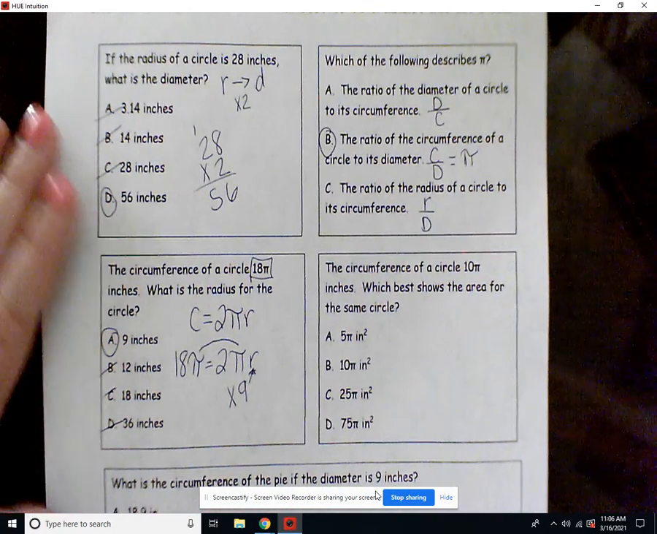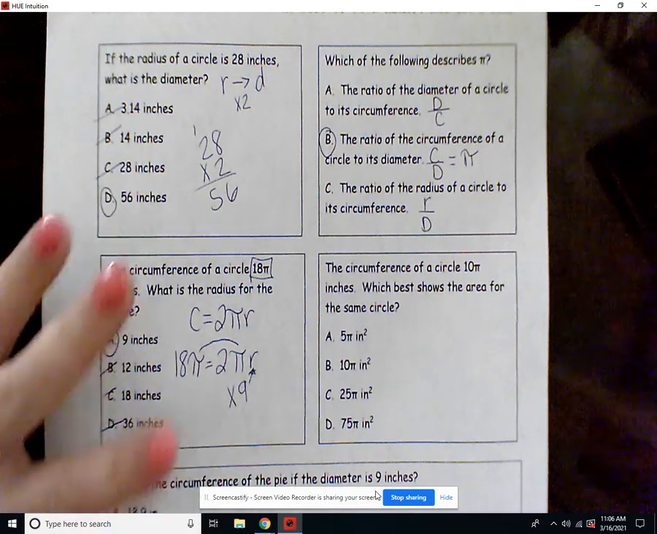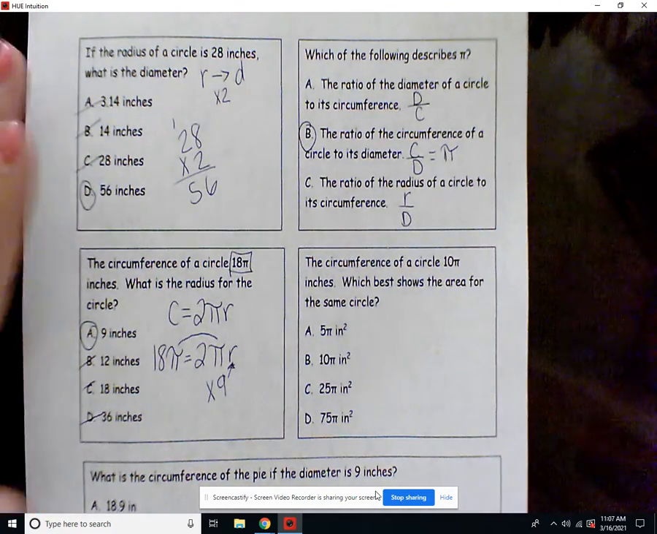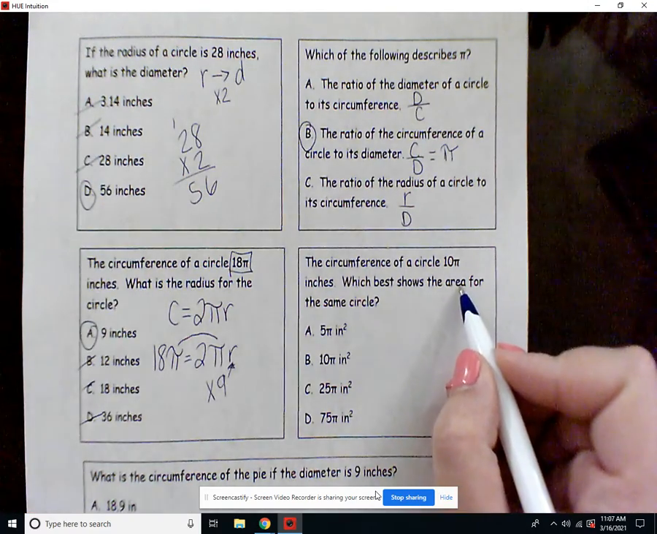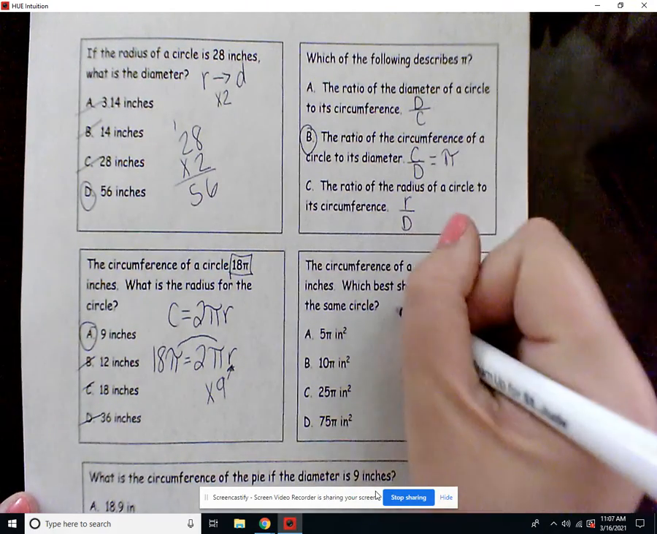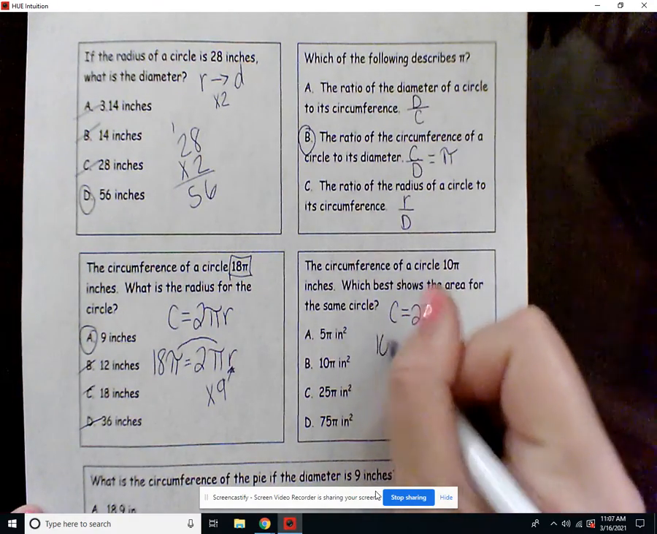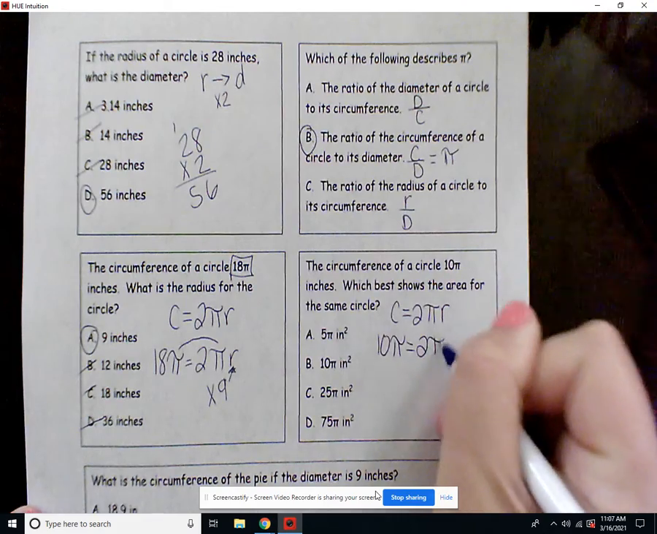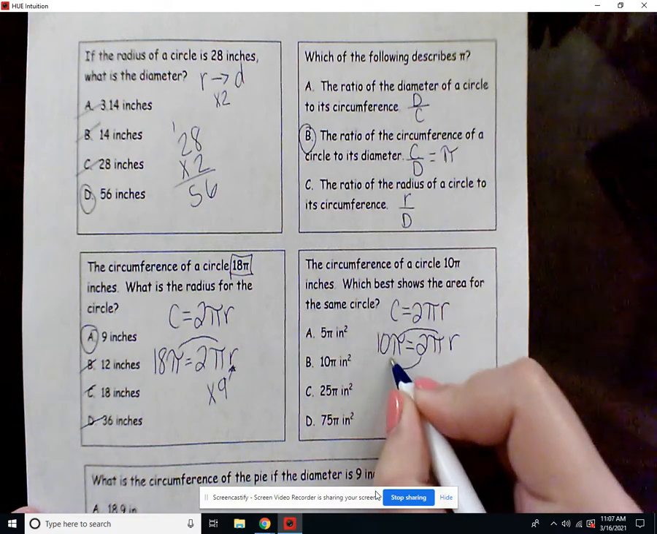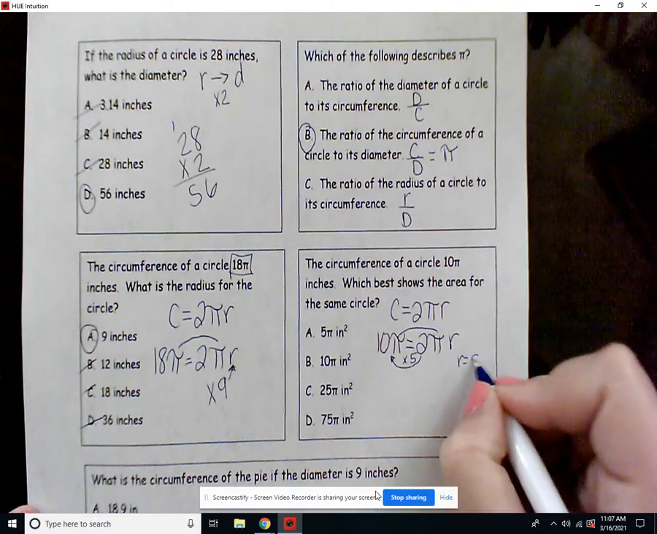Okay, the circumference of a circle is 10 pi inches. Which best shows the area for the same circle? All right, this one's a little bit different. So we work a little bit backwards. We're going to start off with circumference. For area, we have to have a radius. We're going to use the formula for circumference, which is 2 pi r. Just like the last one, I want to know, what is my r going to be? Again, pi is pi, that's there. I got to go from 2 to 10, and that's going to be times 5. So that means r will be 5.